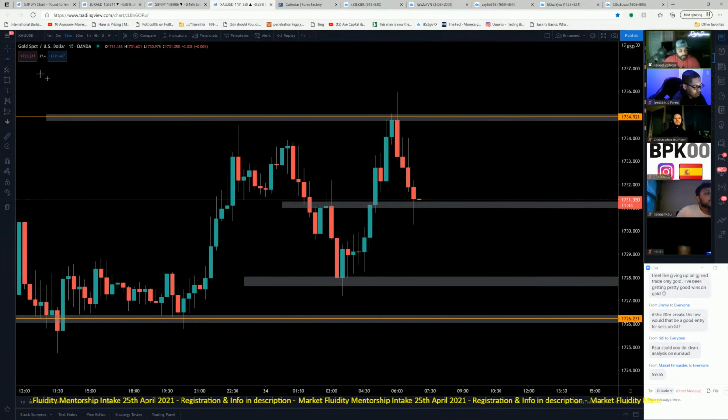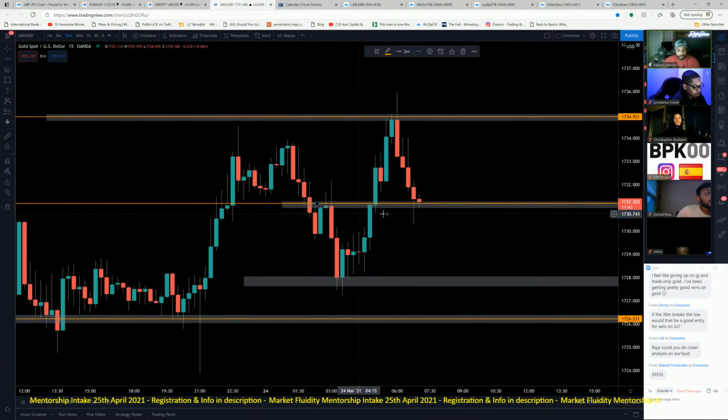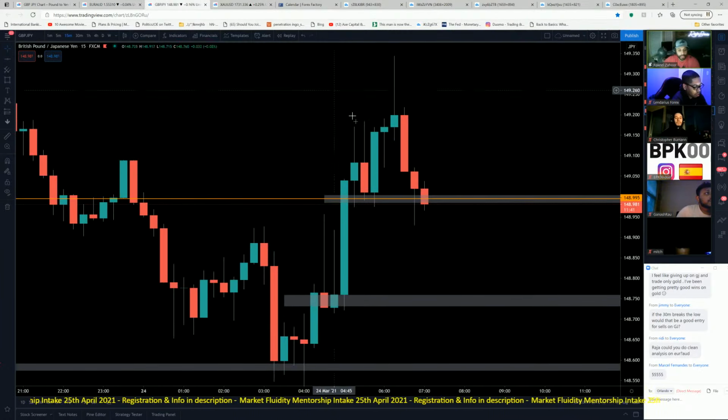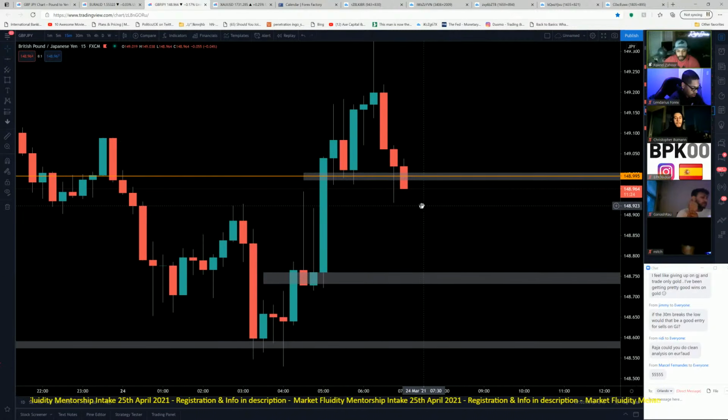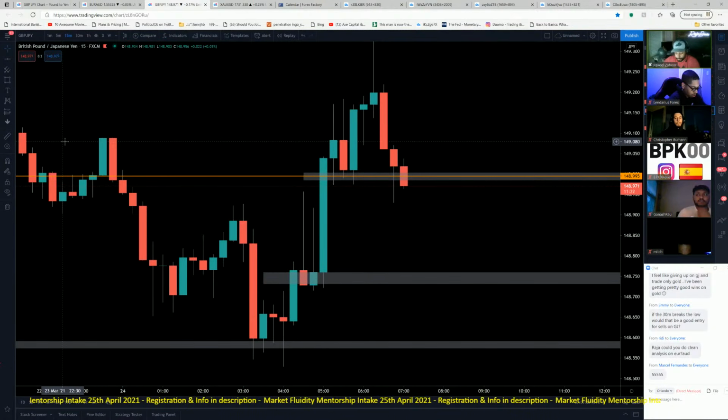Gold is still respecting this area right here. Respecting the support. Pound yen also being tricky. See, now this is interesting. Either we need to break below 148.920, or this candle needs to close bearish and the next one can continue moving down. That's something I'm looking at over here. And I think it's going to be amazing sells if we do continue moving down.